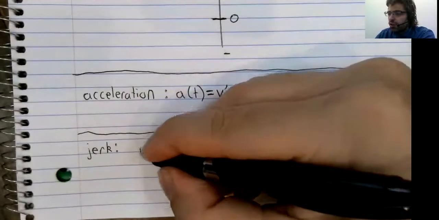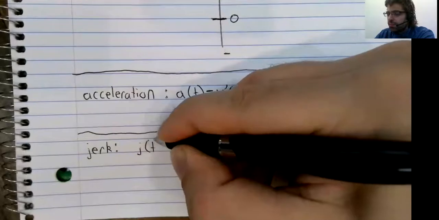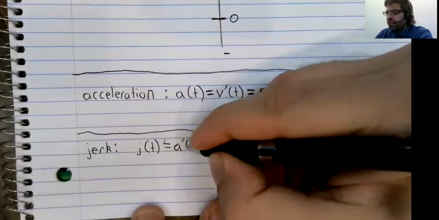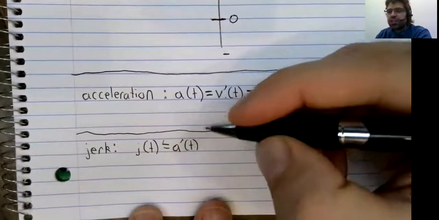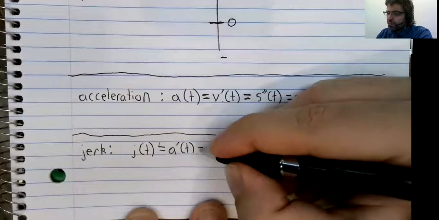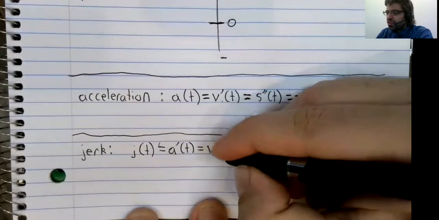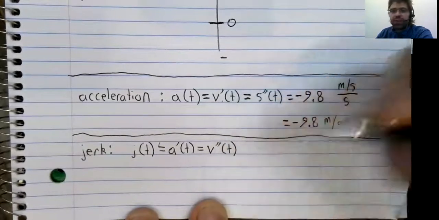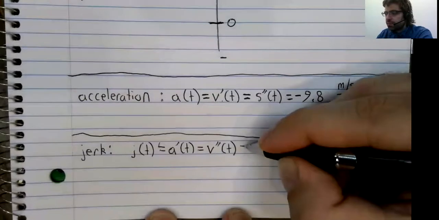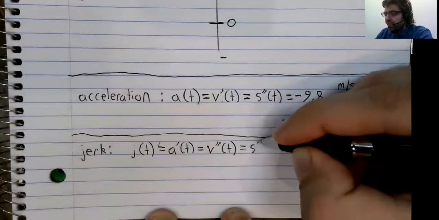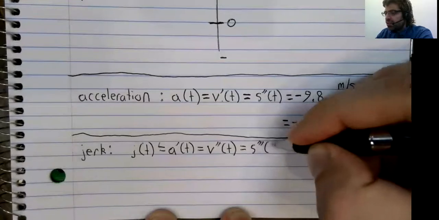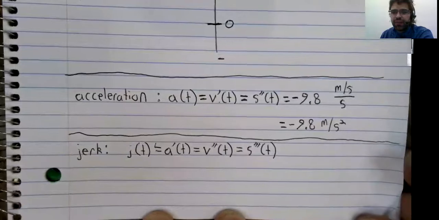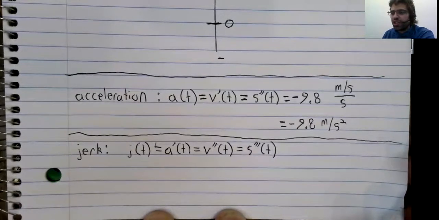And the jerk is the derivative of the acceleration, which makes it the second derivative of the velocity, which makes it the third derivative of the position function.